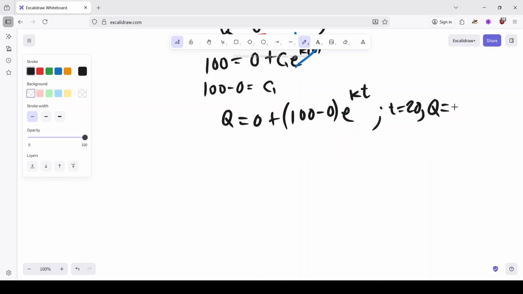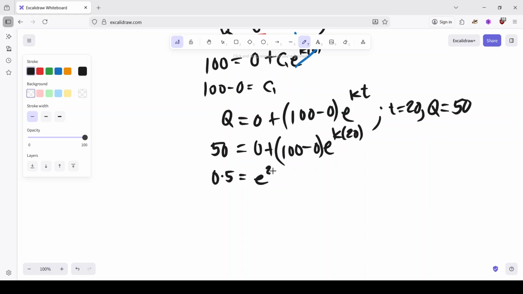So at time 20, the temperature is 50 degrees Fahrenheit. So we can substitute this in the equation. 50 is equal to 0 plus 100 minus 0, e raised to k times 20. Right? So 50 minus 0 is 50, 100 minus 0 is 100, then 50 divided by 100 is 0.5.